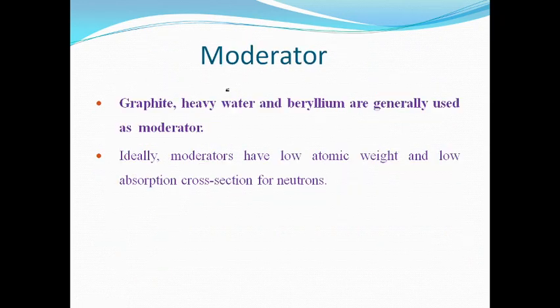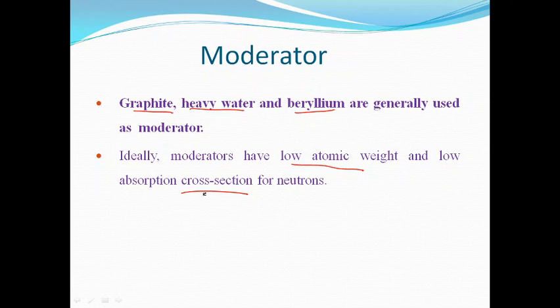Now, the commonly used moderators are graphite, heavy water, beryllium, etc. So the characteristics of these are, they are of low atomic weight, because then only they will be able to absorb maximum energy from the neutrons and to slow them down very fast, and they have low absorption cross section for neutrons.